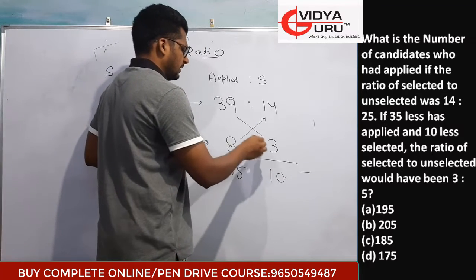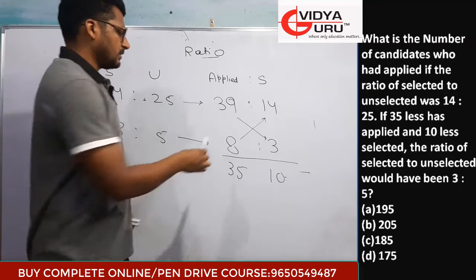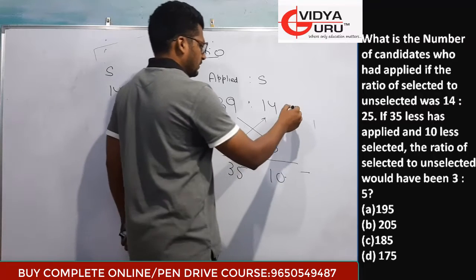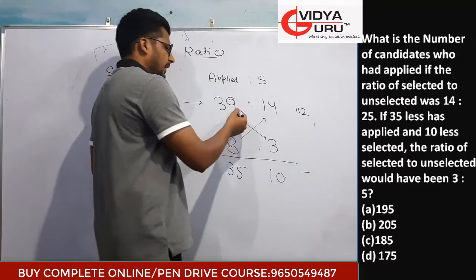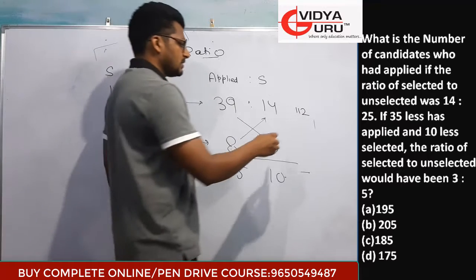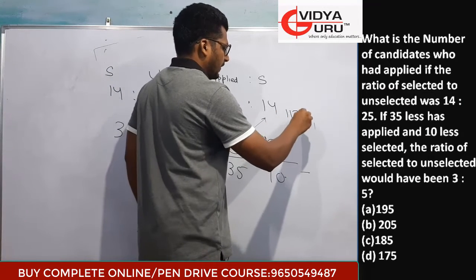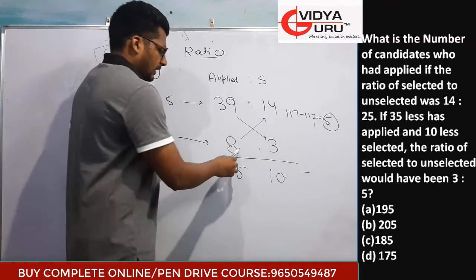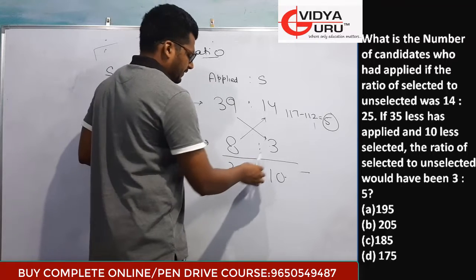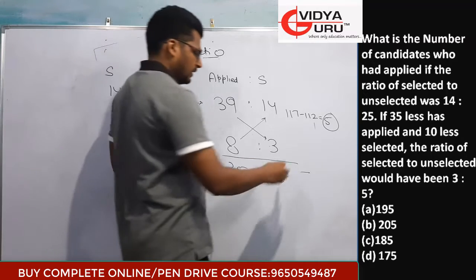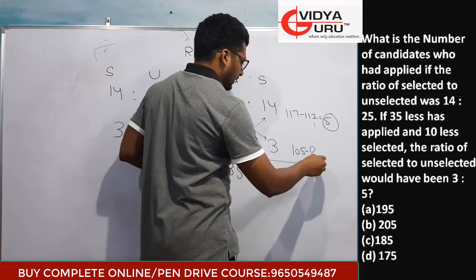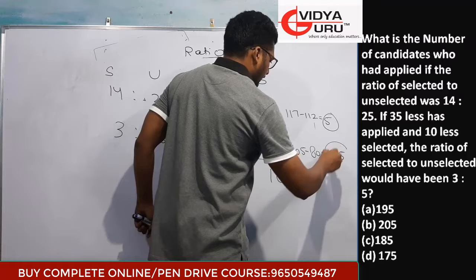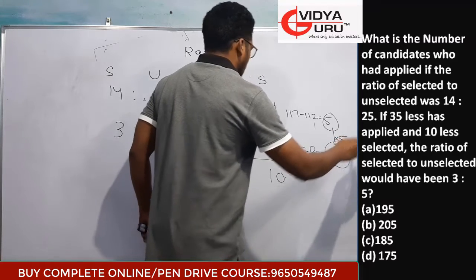Multiply this by this and this by this and take the difference. 8 fours are 32, 8 ones are 8, that is 112, and 3 nines are 27, plus 3 is 9, that is 117. So 117 minus 112 will be 5. 8 tens are 80 and 3 fives are 15, plus 3 threes are 9, that is 105. 105 minus 80 is 25. The value of 5 is 25, which is 5 times.